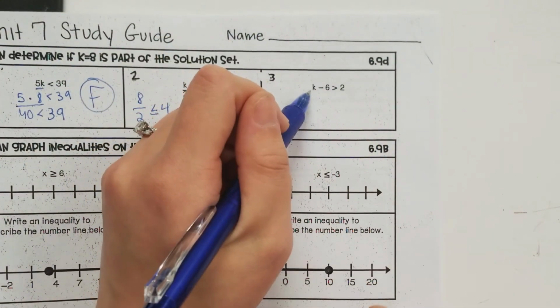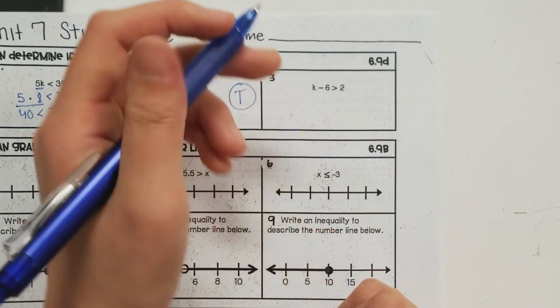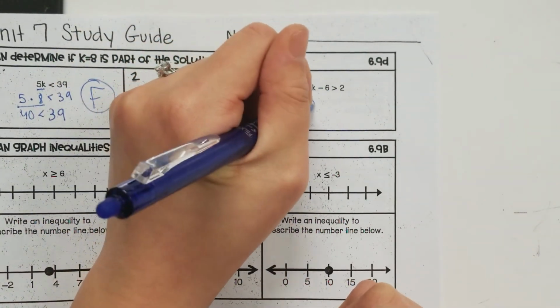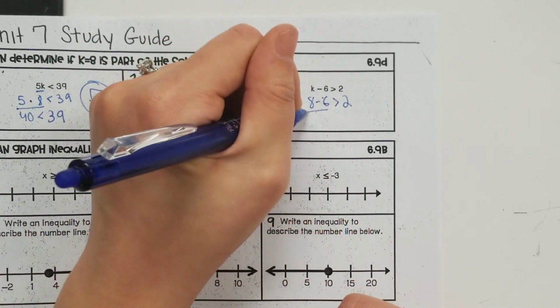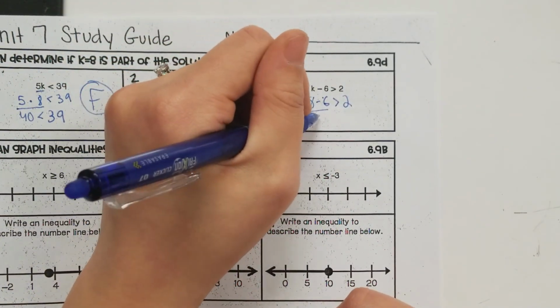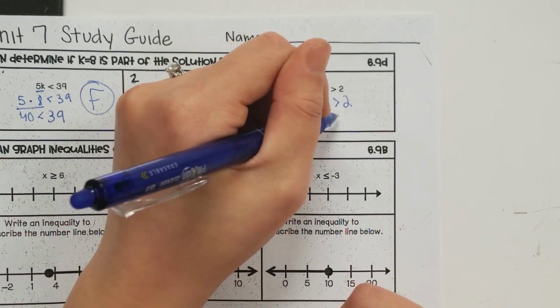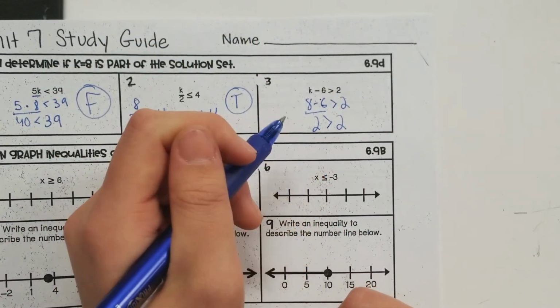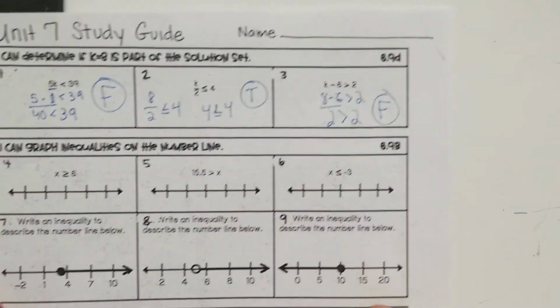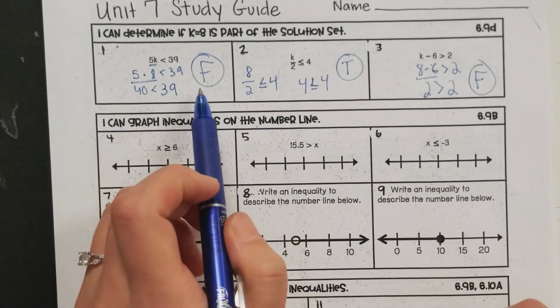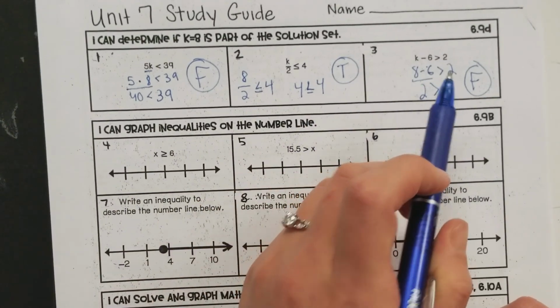Last but not least, we have k minus 6 is greater than 2. So instead of k, I need to write 8 minus 6 is greater than 2. And 8 minus 6 is 2. And so is 2 greater than 2? Not quite. This is a false statement. And so you should have gotten true, false, and true.